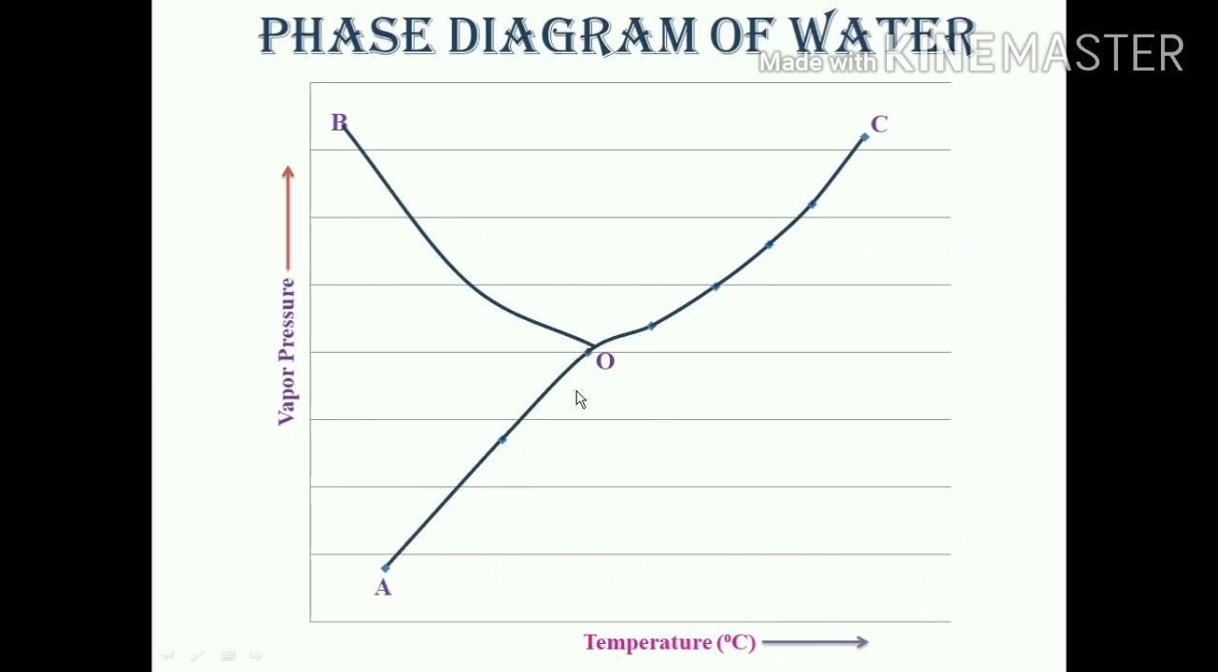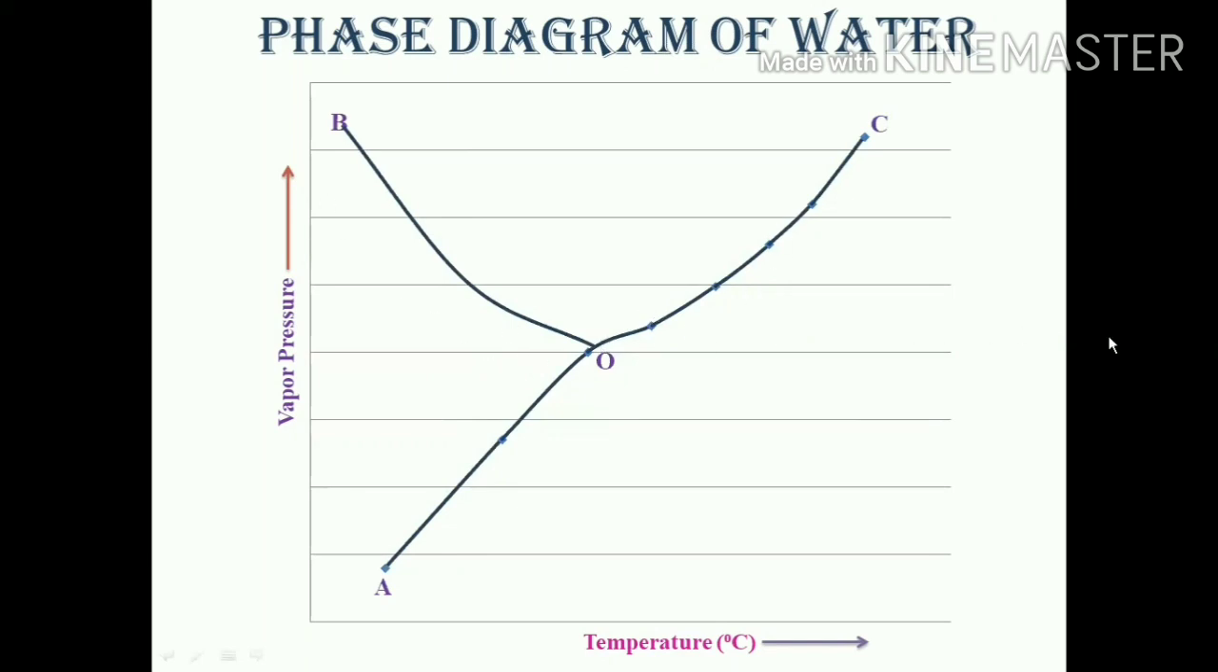Okay, so let's try to make it out what is happening actually. With the increase in temperature along the curve AO and along the curve OC, the vapor pressure is increasing, right? But on the other hand, along the curve OB, the story is something different. We observe that with the decrease in temperature, the vapor pressure is increasing. Now, this is what the phase diagram of water looks like actually. We have curves here that are represented by AO curve, OC and OB curve.